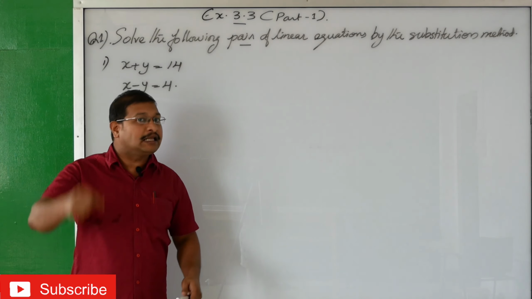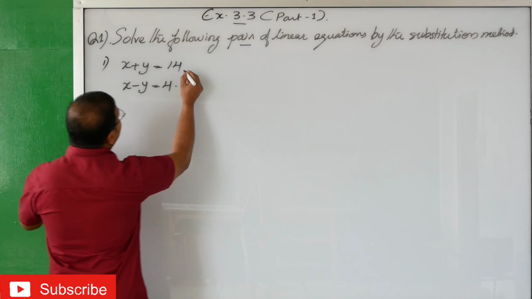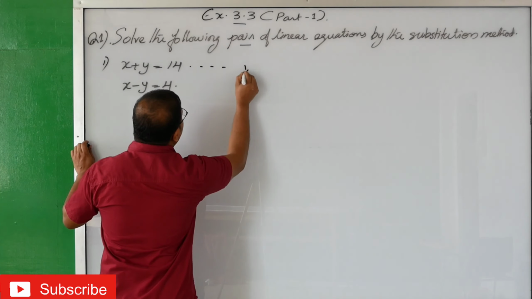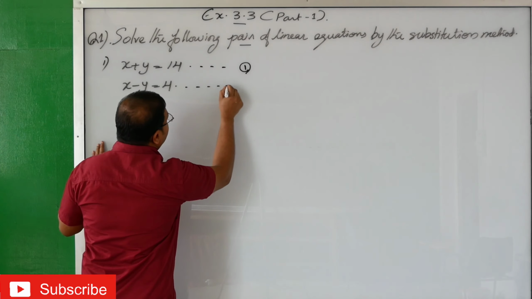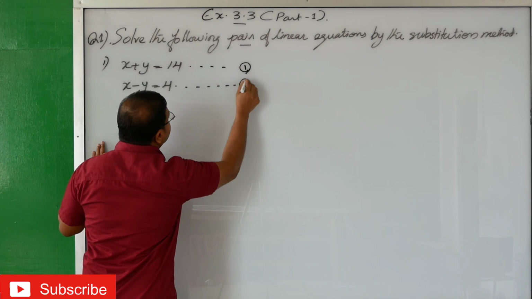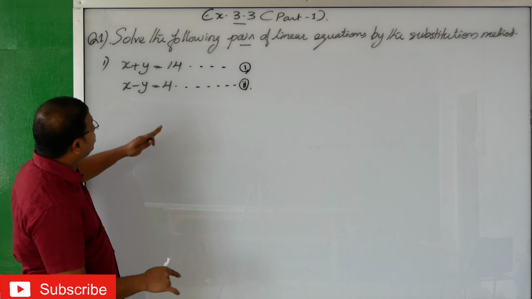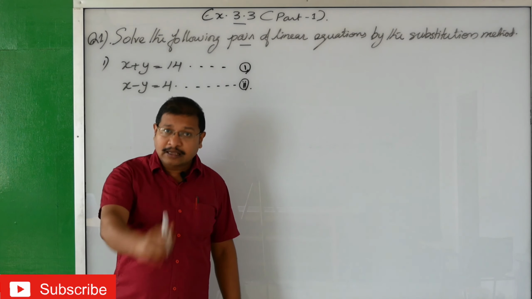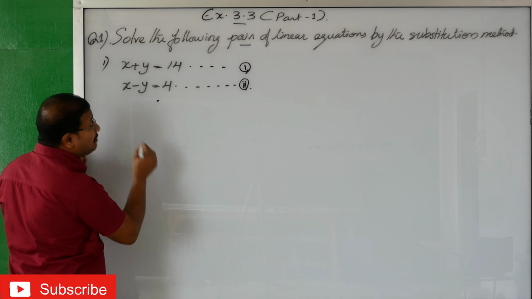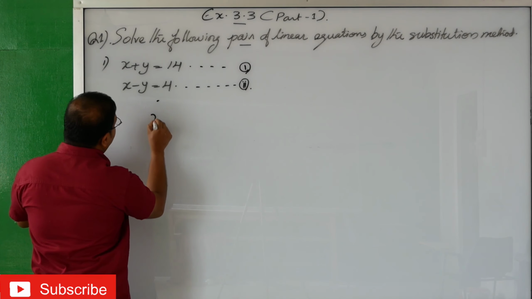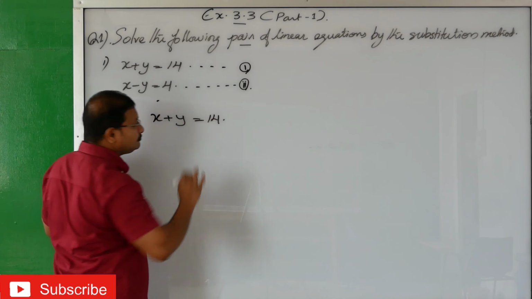There are two equations already given in the question. So what will you do first? First, you have to write this is equation number 1. After that, this will be equation number 2. They are given already in the question. So the first equation I am writing equation number 1 and the second I am writing equation number 2. Ready? One more time the same equation 1. What is that? x plus y equals 14.